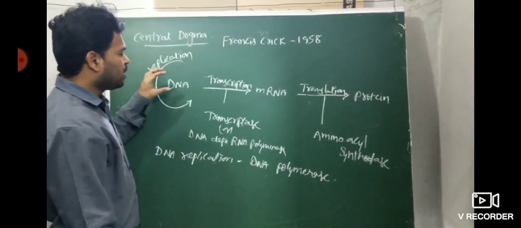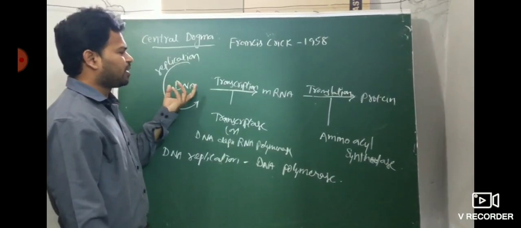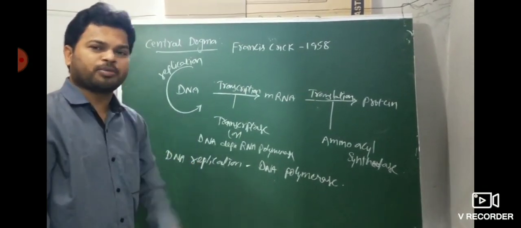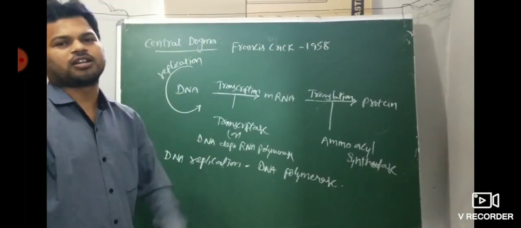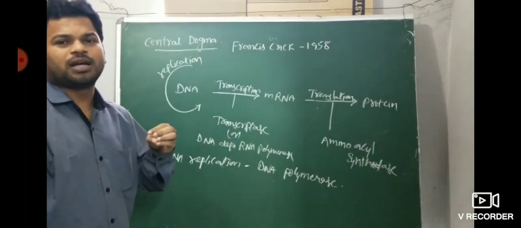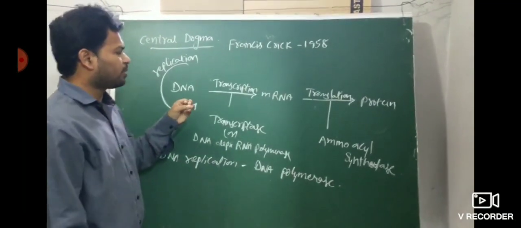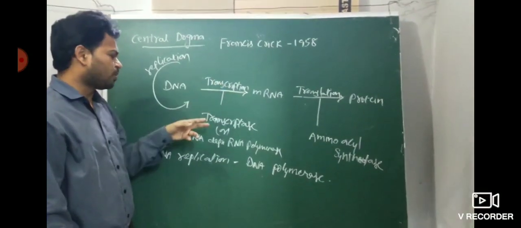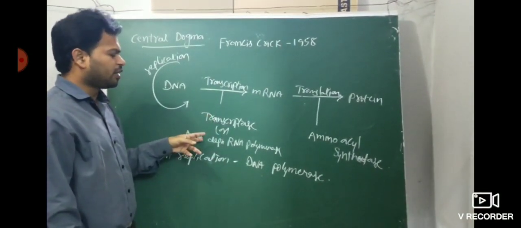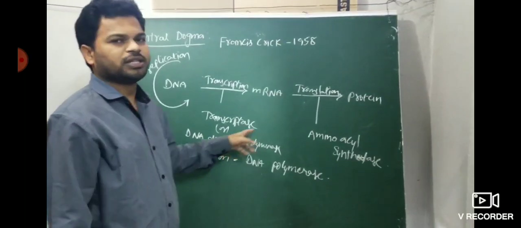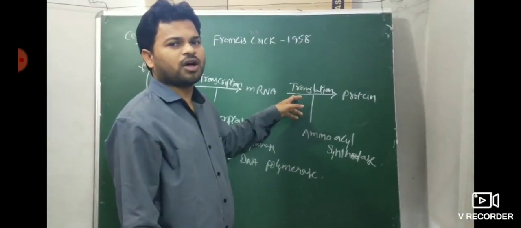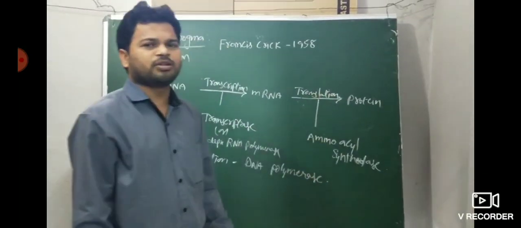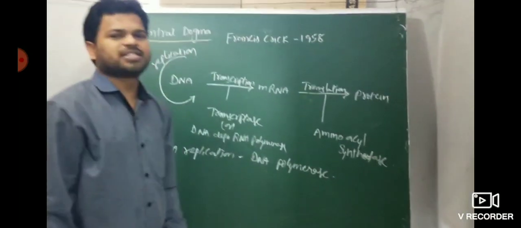Now I repeat this one. The flow of genetic information from DNA to mRNA to protein is the central dogma. Here two important processes are there: transcription and translation. Transcription means the genetic information transfer from DNA to mRNA. The enzyme involved in this process is transcriptase or DNA dependent RNA polymerase. Then what is translation? The flow of genetic information from mRNA to protein is translation. The enzyme involved in this process is aminoacyl synthetase enzyme.